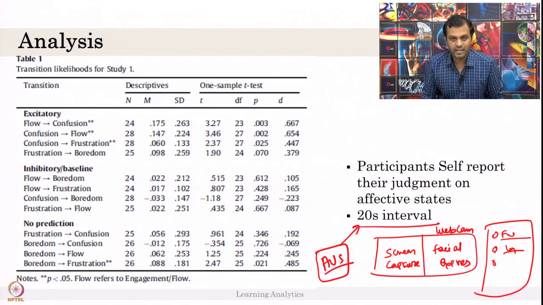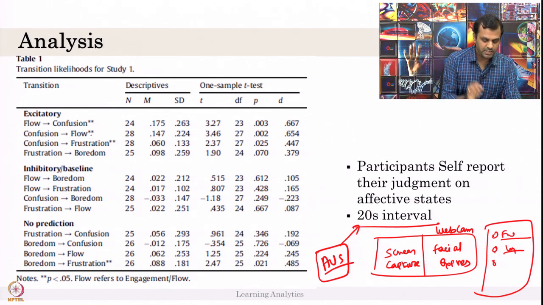So from analyzing that, this table has come out. Here the double star indicates there is a significant flow. There is a transition from engagement to confusion, there is a transition from confusion to engagement, and there is a transition from confusion to frustration.